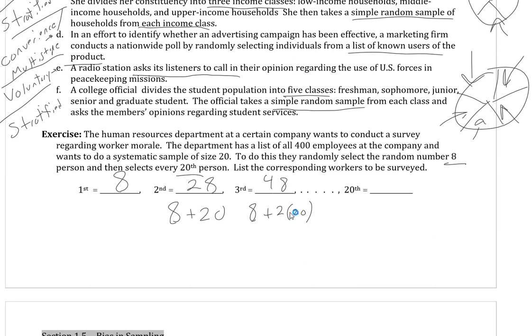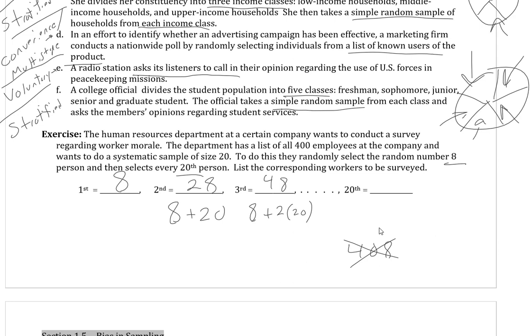The question here really, though, is what is the 20th person? Now, take a second, see if you can think about what the 20th person would be, or calculate it for a moment. Pause the video if you need to. Try to determine if you can figure out what number the 20th person would be. Now, if you tried this, one of the most common answers I see for this is 408. That answer, however, is incorrect.